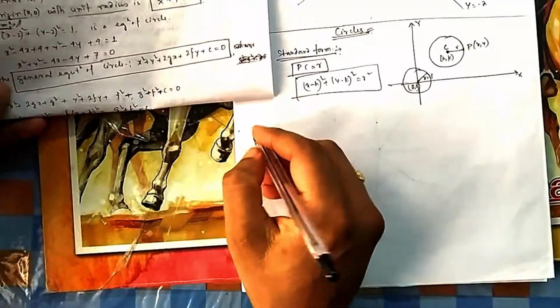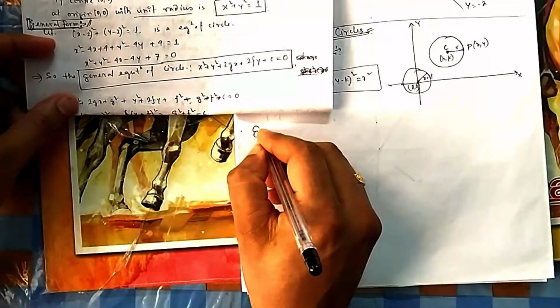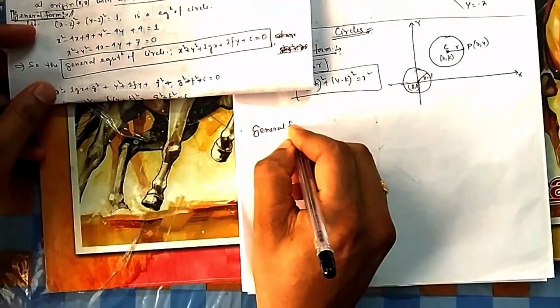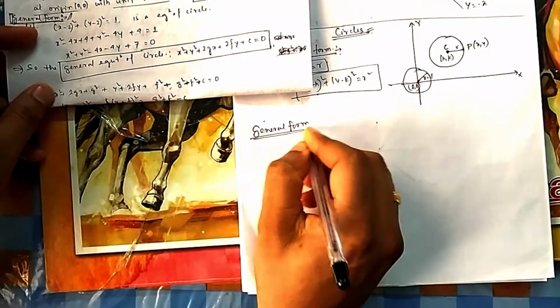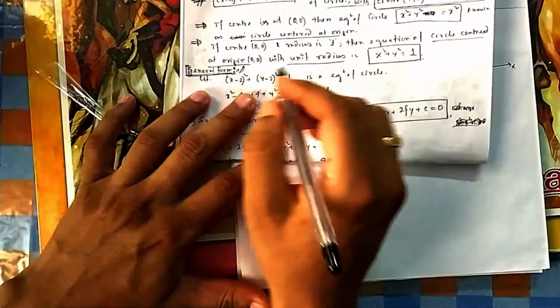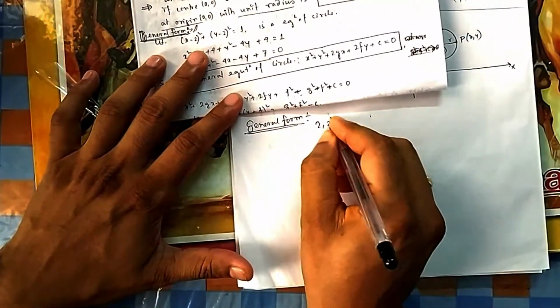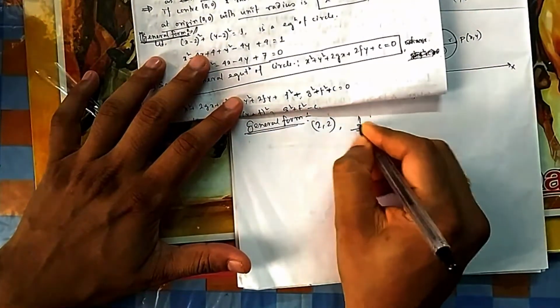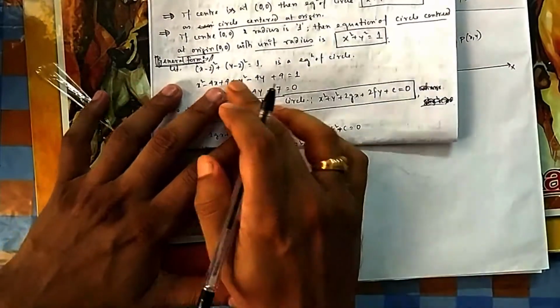So if we go to the next, the general form. What is the general form of a circle? I have taken an example: suppose I have a circle with center (2, 2) and its radius is 1, and this is my center. So what will be its equation?